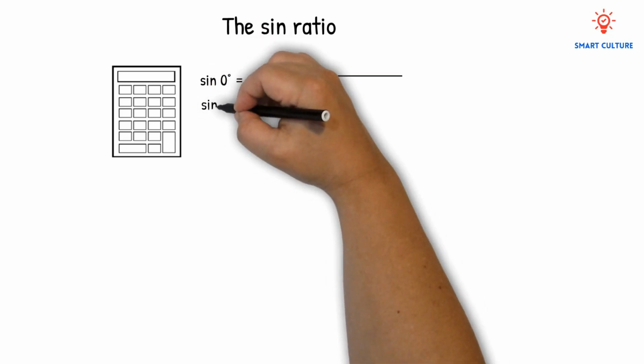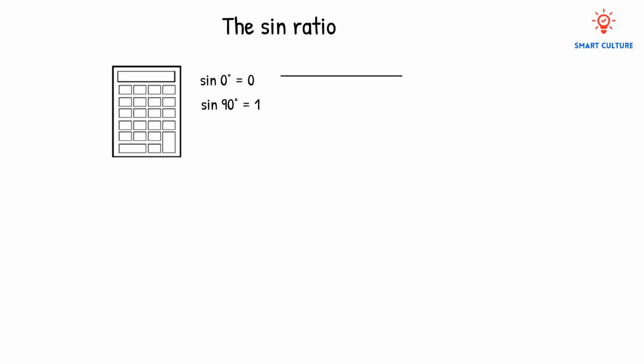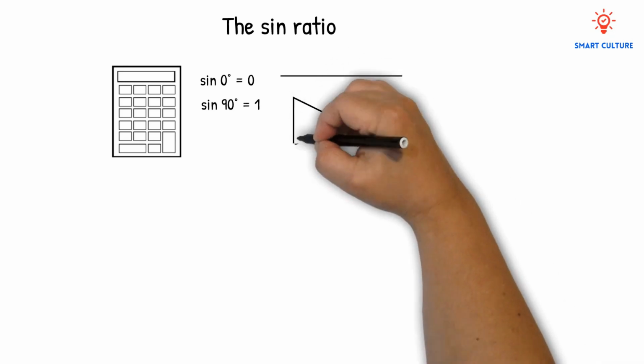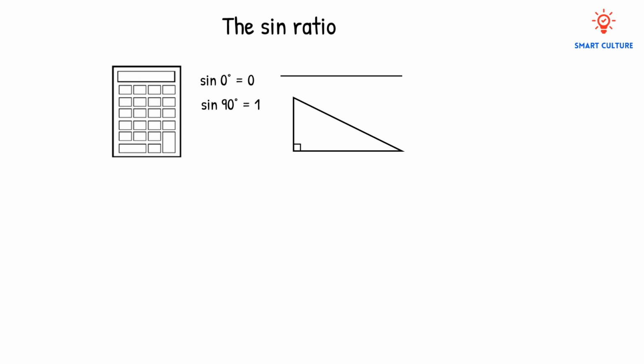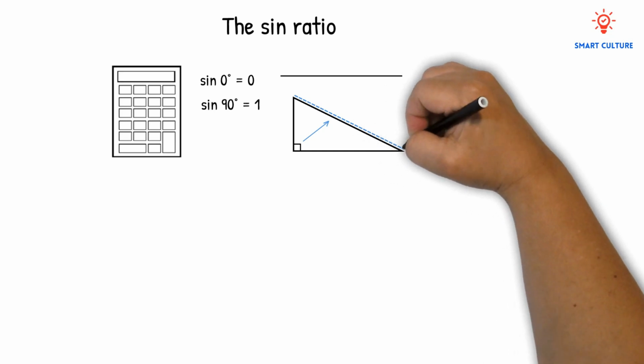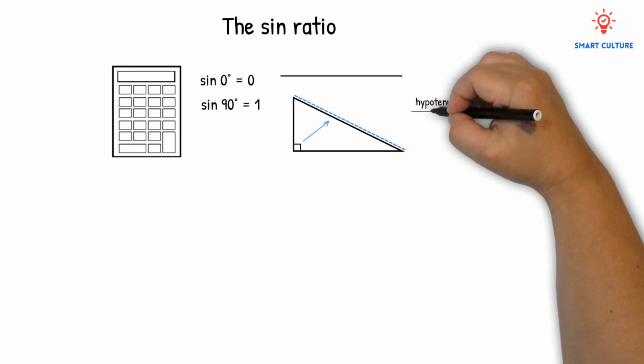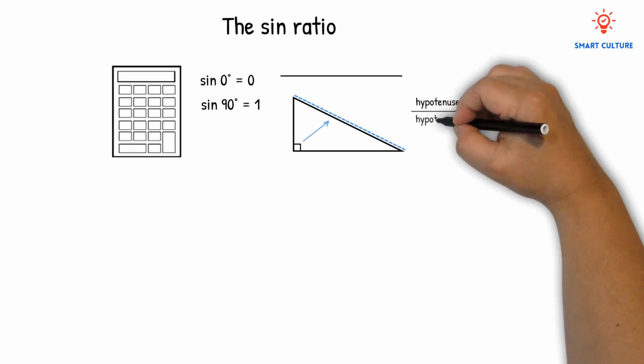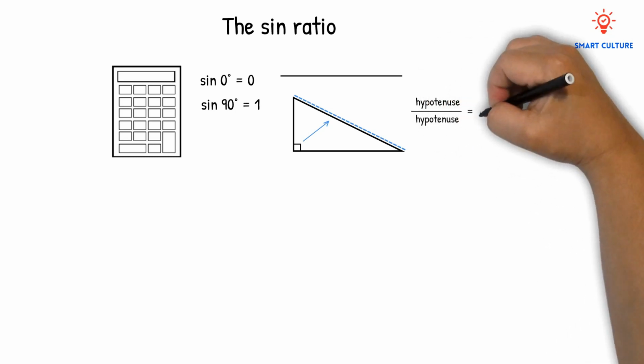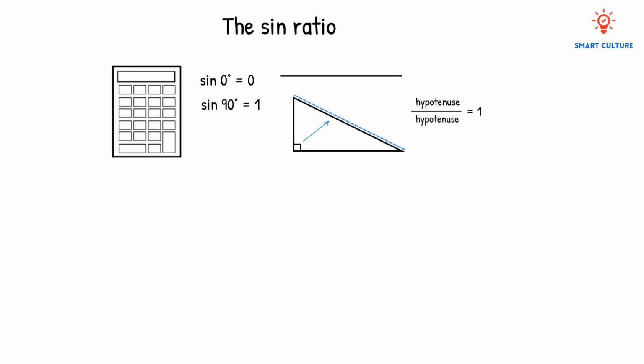If you punch the sine of 90 degrees into your calculator, you'll get an answer of 1. So in this case, angle theta is equal to 90 degrees. The side opposite the 90 degree angle is the hypotenuse itself. Hence, the sine of 90 degrees is equal to the length of the hypotenuse divided by the length of the hypotenuse, and this is equal to 1.